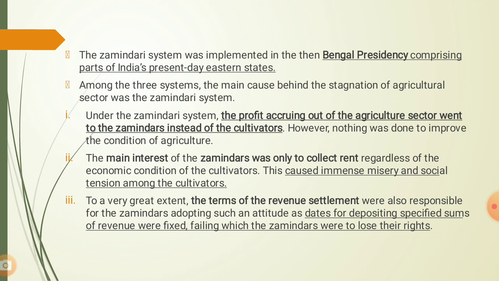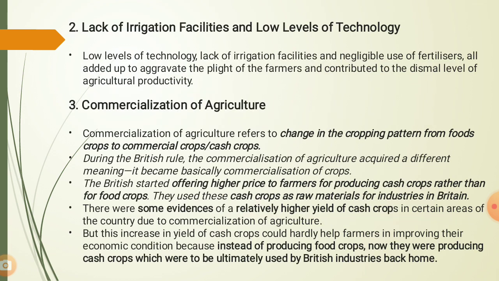So basically, these terms of revenue settlement also caused some kind of inefficiencies in the agriculture sector. That is why the agriculture sector remained stagnant during the colonial rule. So this was the first reason, that is the zamindari system. Now we'll be looking at the second reason.